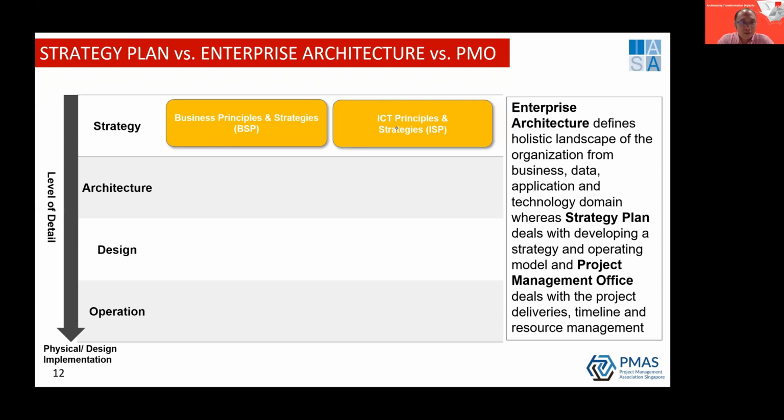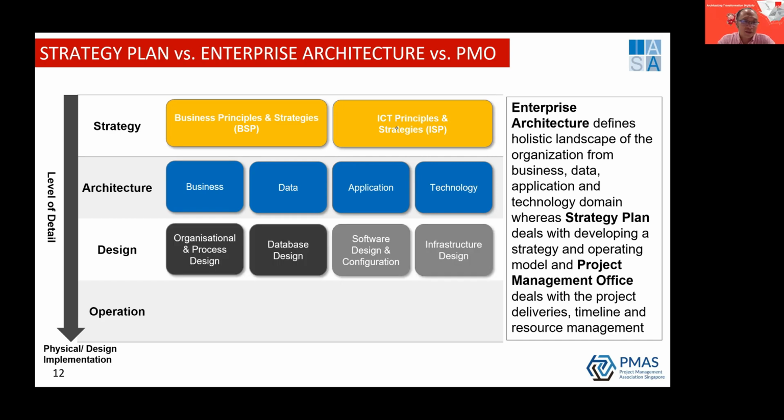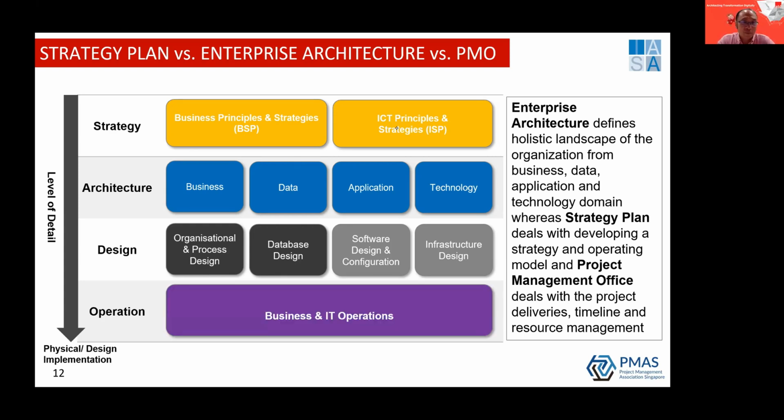In the strategy world, there are typically only two types of strategy: business and IT strategy. They call it BSP or ISP. Then in the architecture, there are actually four domains, which I mentioned: business, data, application, and technology, that we need to look after, and they are actually connected. Then the next one is about design, where you design your organization or process design, database design, software design, infrastructure. And operation is where you support ongoing operation, business operation and IT operation.